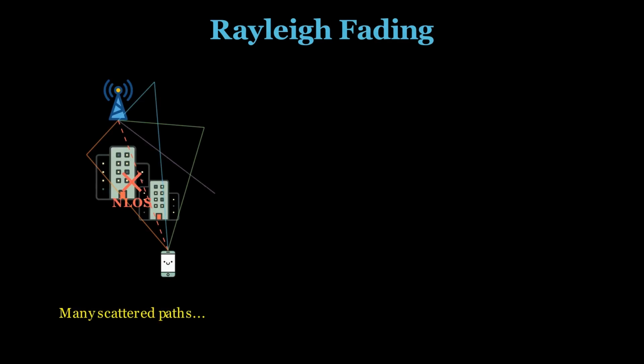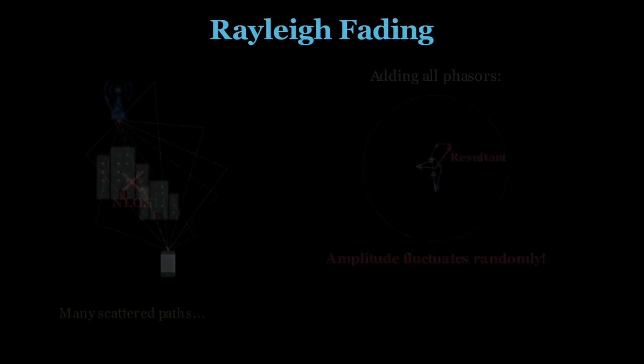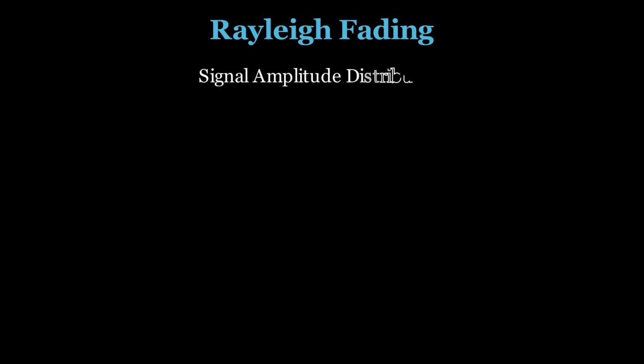So far, we've added 2 or 3 phasors. But in a real city environment, you might have dozens of scattered paths, all with random phases. Each phasor points in a random direction. When we add them tip to tail, the resultant is unpredictable. It fluctuates randomly. But this randomness follows a specific pattern, the Rayleigh distribution.